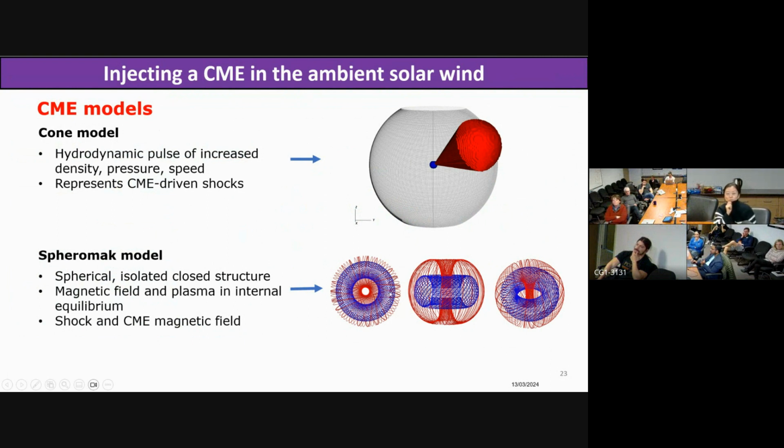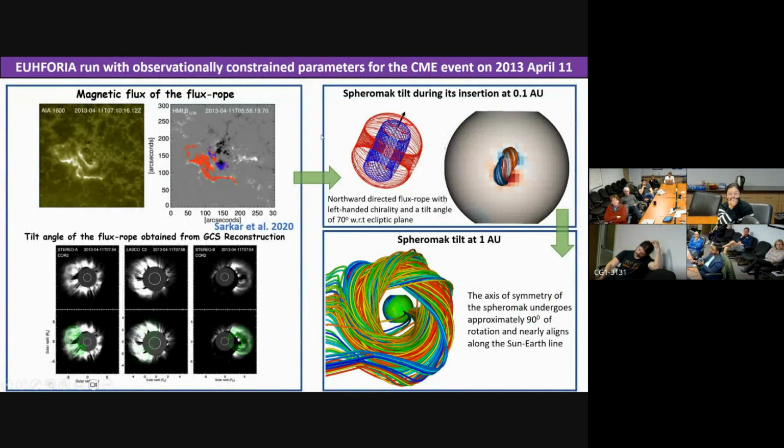So we observe the orientation of the magnetic axis of a CME, and we try to align this toroidal axis of the spheromak with the observed axis of the CME, like this blue part of the spheromak. So here is an example, where we have estimated the magnetic flux and the orientation of the flux rope from the observations.